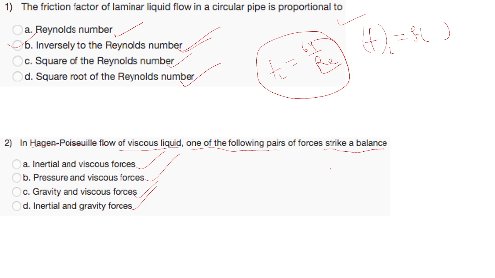So I think in the previous one I have not given the answer. For the Hagen-Poiseuille flow, the viscous liquid, one of the following pairs of forces is struggling. The answer of this question is A, inertia and the viscous force.